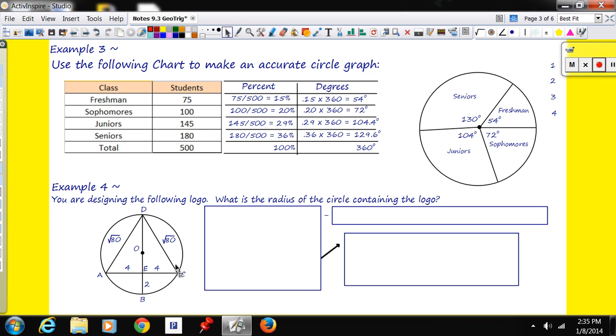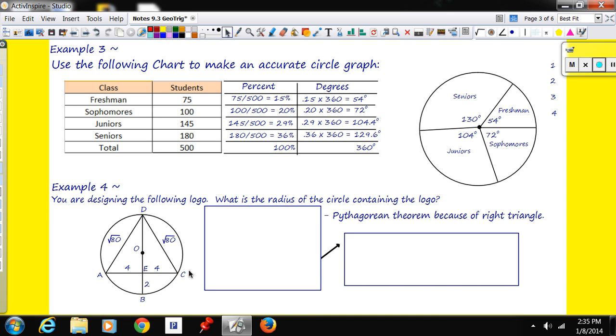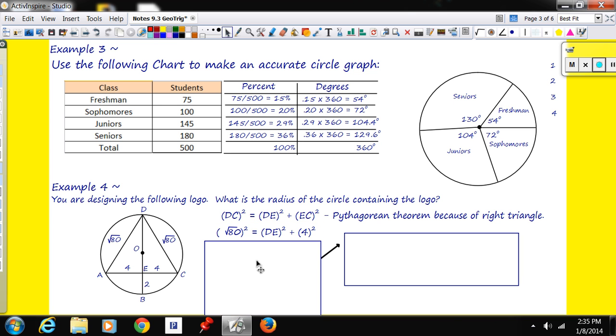So we want to find the radius containing the logo. We need to use the Pythagorean theorem because we have a right triangle right here. Because of the right triangle, the Pythagorean theorem would work. So let's see what that looks like. DC squared would equal DE squared plus EC squared. So you basically have C squared equals A squared plus B squared. Plugging in the numbers, here's your C squared, and you have DE, we don't know yet. We do know that EC is 4.